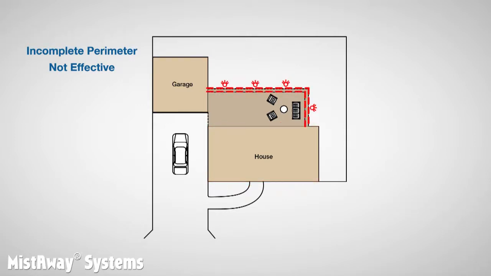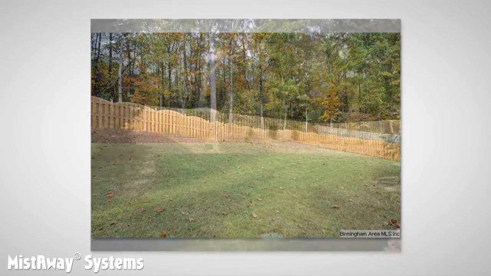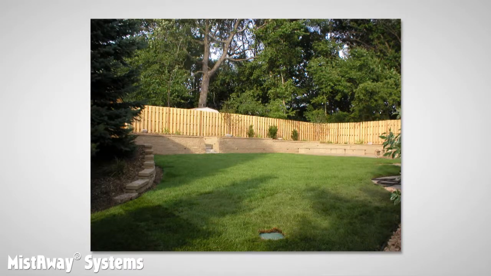Similarly, in this drawing, the nozzle circuit is installed around the deck or patio only. The area is too small and the volume of mist too small to be effective. In some cases, it is very easy to conceptualize a perimeter. There are privacy fences along property lines that make an ideal surface to install a nozzle circuit.